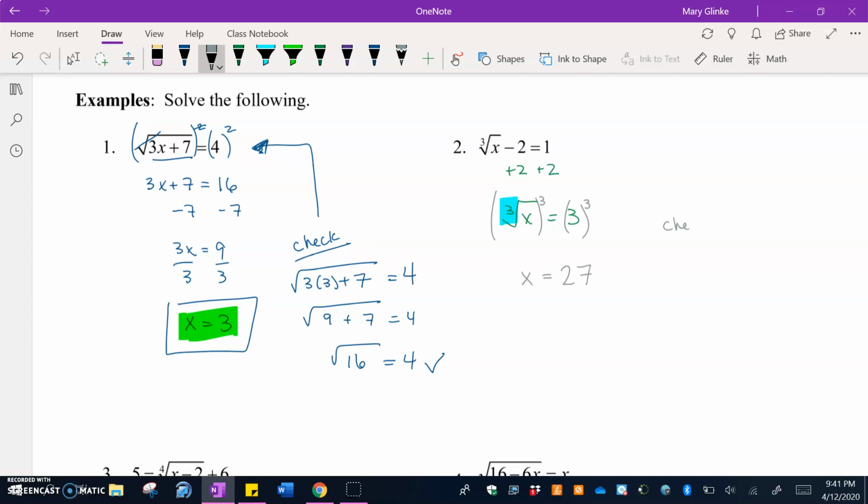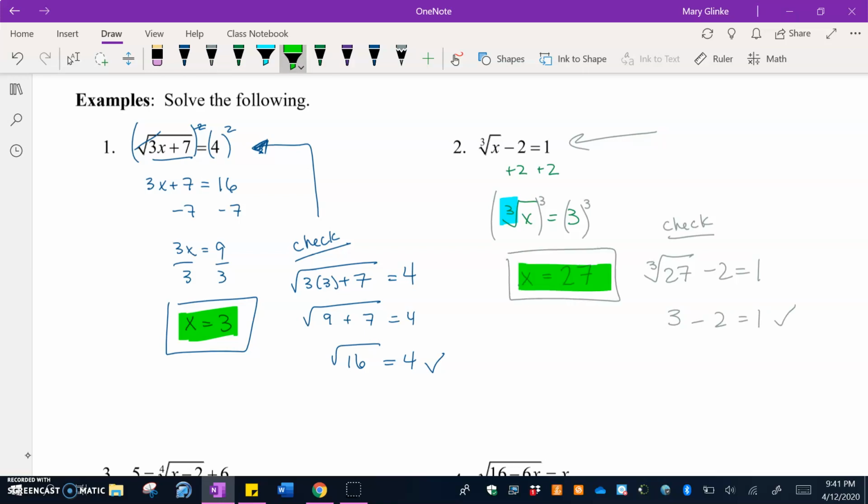Once again, we have to check one more time to see if our solution actually works or not. So let's plug 27 back into the original equation. The cube root of 27 is 3, and 3 minus 2 is 1. So x equals 27 is our solution.